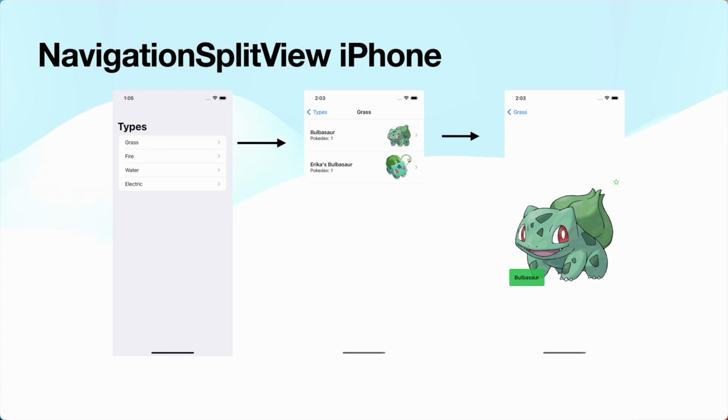So now with a navigation split view, we have multiple columns, but on an iPhone, you only see them one at a time. So the first screen you'll see on the left, you'll just see the types: grass, fire, water, electric. If you tap on grass, for example, we only show the grass Pokemon. We see that there are 2 of them. Tap on Bulbasaur, then we get the same detail view. So you can see on the iPhone, it is multiple columns, but you only see one column at a time. This can still be useful because it can help you organize your data.